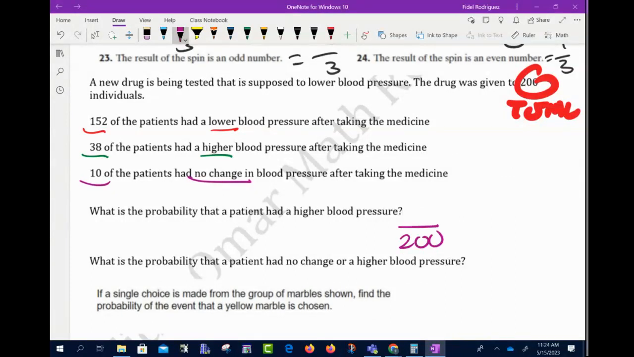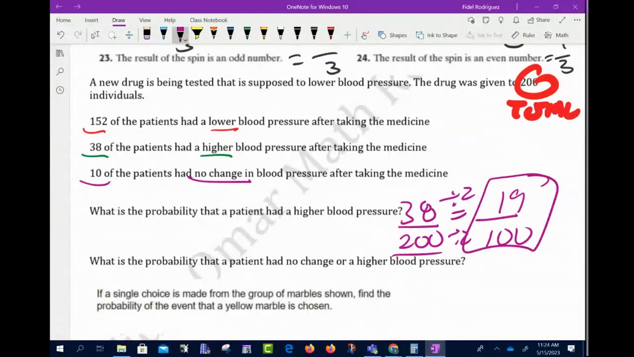Well, we know we had a total of 200. How many of them had higher? Okay, so look, y'all, let's reduce this. I say we can divide them by 2. What's half of 200? 100. Anybody know what half of 38 is?